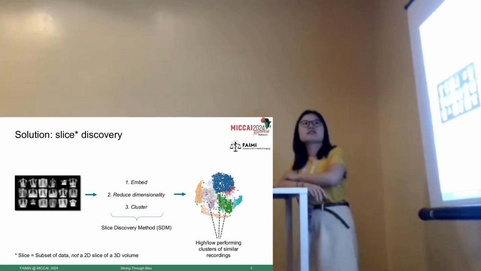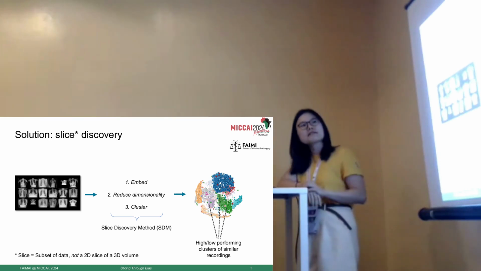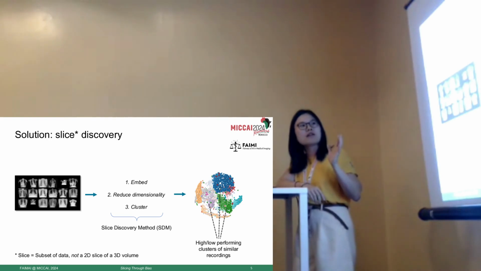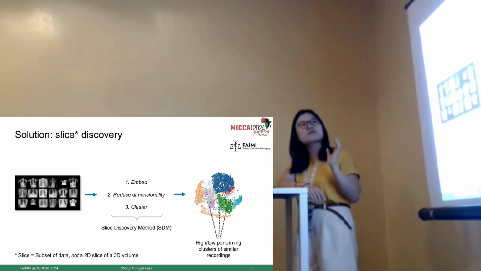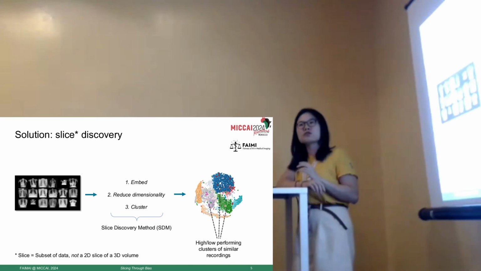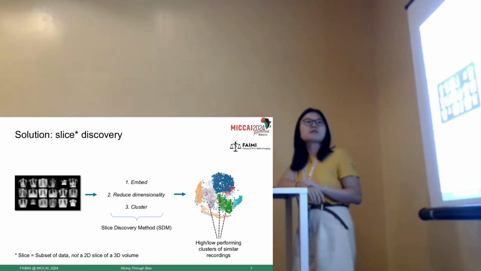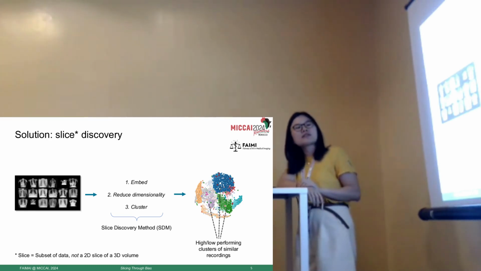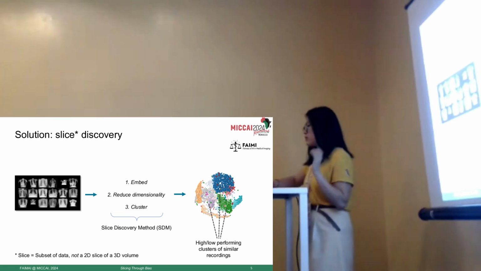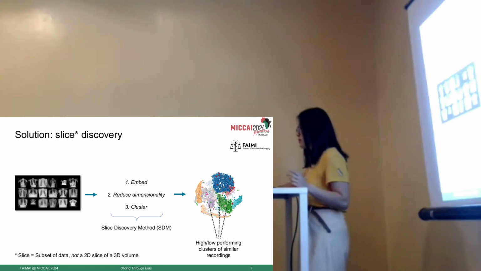So how does slice discovery go? Usually there are three main steps in slice discovery methods. The first is embedding: we take the images or other data modality and embed them into a high-dimensional feature space. Then we reduce the dimensionality using some methods. The third step is that we cluster the features after reducing the dimensionality.